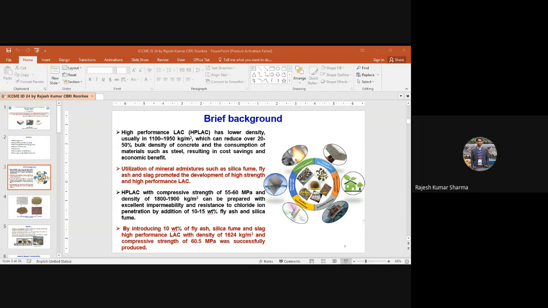Okay, thank you. So lightweight structural concrete usually has a density ranging from 1100 to 1950 kg per meter cube, and basically it reduces the dead load of any structure by up to 20 to 50 percent. It can incorporate silica fume, fly ash, and slag as mineral admixtures, which promote the pozzolanic reactions and impart higher strength. And from various literature, it has been found that with up to 10 percent by weight of fly ash, silica fume, and slag, lightweight aggregate concrete with a density of 1600 kg per meter cube and compressive strength of about 60 MPa has been successfully produced.